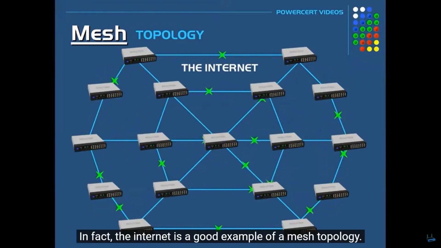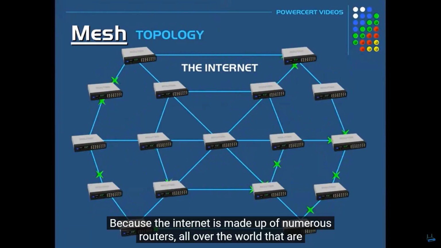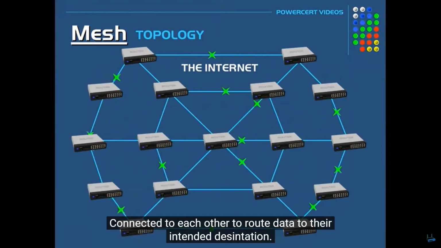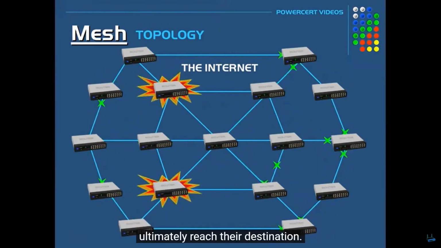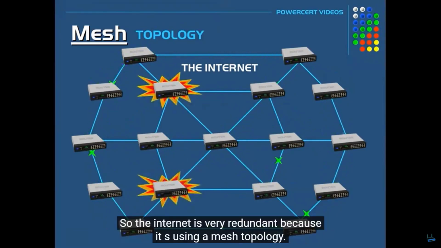In fact, the Internet is a good example of a mesh topology, because the Internet is made up of numerous routers all over the world that are connected to each other to route data to their intended destination. So even if a few routers go down, the data will get rerouted using a different path to ultimately reach its destination. So the internet is very redundant because it's using a mesh topology.